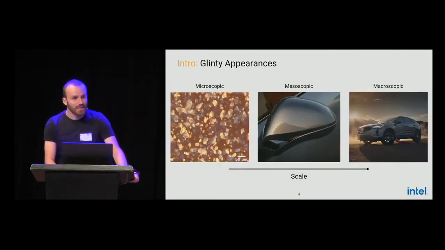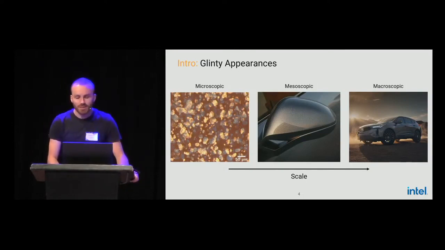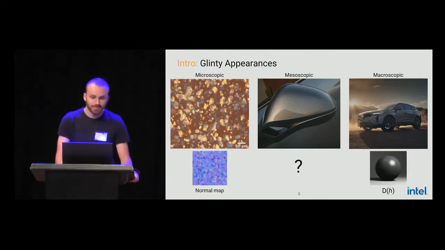So as I was saying, glints happen in between the microscopic and the macroscopic scale. The microscopic here is on the left. It's when we can see the individual microfacets on the surface. The macroscopic is on the right. It's when we zoom out far enough for the individual orientations of the microfacets to converge. And the mesoscopic is in the middle, when we can't see the microfacets anymore, but their individual orientations are still statistically important in the result.